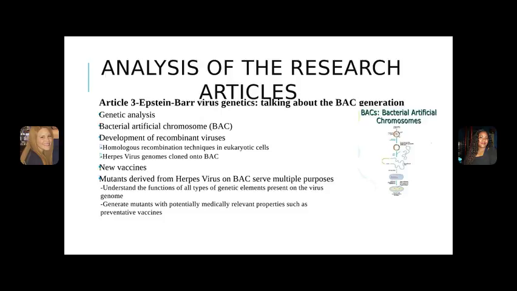The authors comment on how homologous recombination techniques in eukaryotic cells, combined with herpes virus genomes that were cloned onto the BAC, can help in developing recombinant viruses, which in turn can lead to the development of new vaccines. They continue explaining how mutants derived from herpes viruses on bacterial artificial chromosomes have been used for multiple purposes. Some of them include to understand the functions of all types of genetic elements present on the virus genome, and also to generate mutants with potentially medically relevant properties such as preventative vaccines.